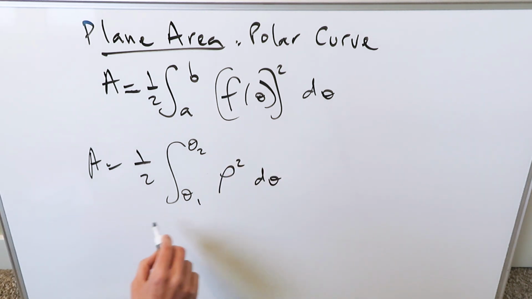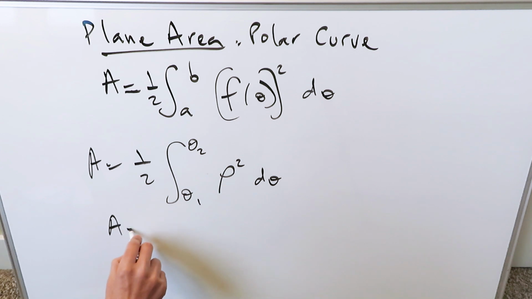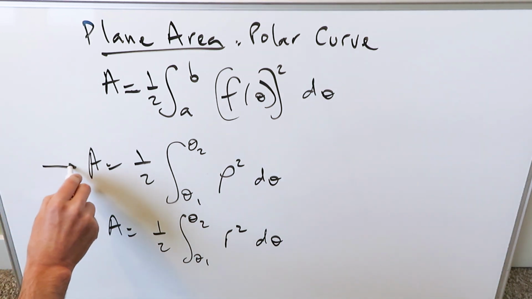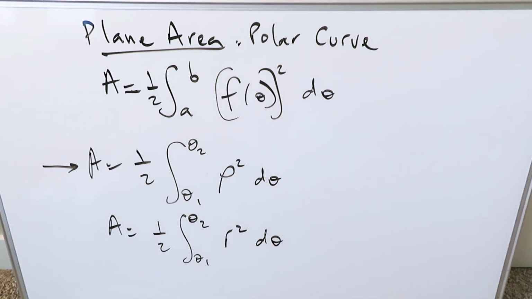You can have everything the same, and you can say A is equal to your plane area, 1 over 2, lower limit theta 1, upper limit theta 2, r square d theta. Both of these are equivalent. I'm looking here at this in this video. What exactly is our question? And we'll look at it on the computer in terms of the software.